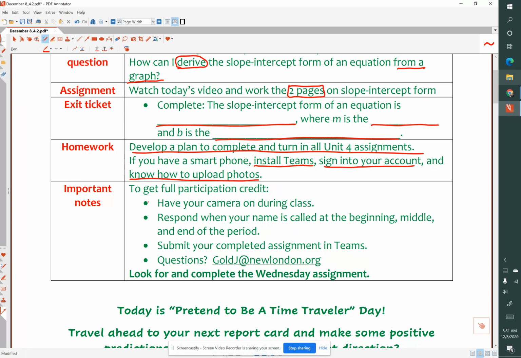Remember, to get full participation credit, we want your camera on during class. We want you to respond when your name is called, which could be the beginning, middle, or end of the period. We want you to submit your completed assignment each day in Teams. And if you have questions, please ask them. I'd like you to look for and complete the Wednesday assignment.